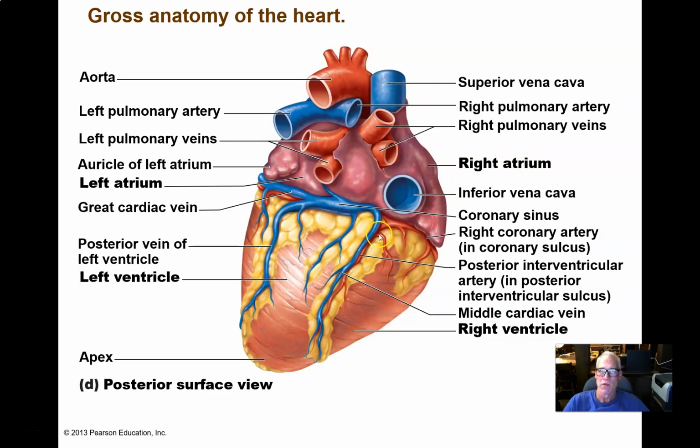There's a posterior view of the heart. You can see that the pulmonary veins, all four of them from the two lungs, carry the blood back to the left atrium of the heart. And here you can see the inferior and superior vena cava bringing blood back to the right atrium of the heart. Left atrium over here and right atrium.